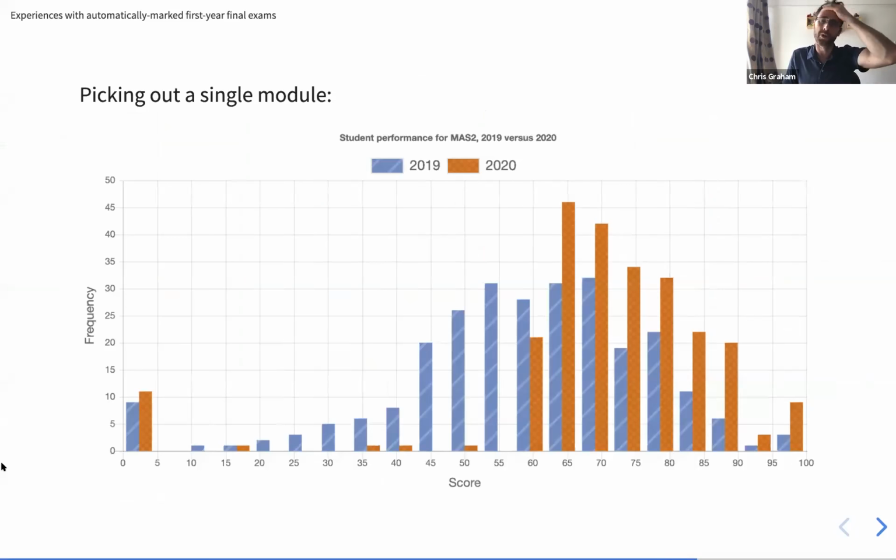Picking out one of those modules. So this is one of our core maths modules. So this is distribution of scores from 2019 versus this year. You can see that we sort of pulled up those marks from between 20 and 60 upwards. But quite promising to see a decent spread across the higher marks there.